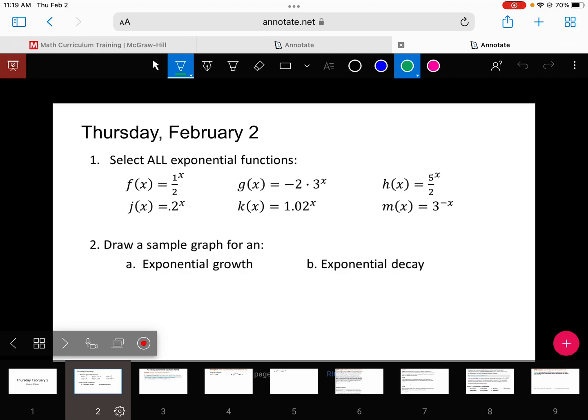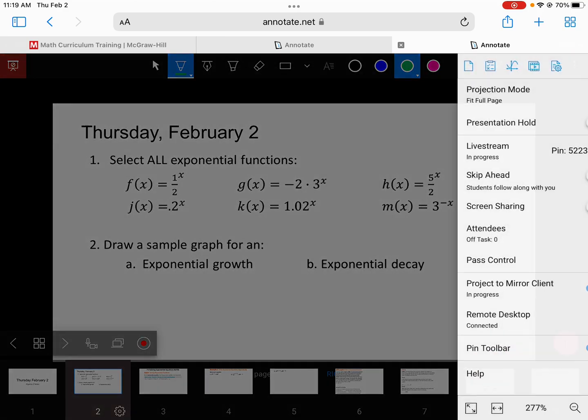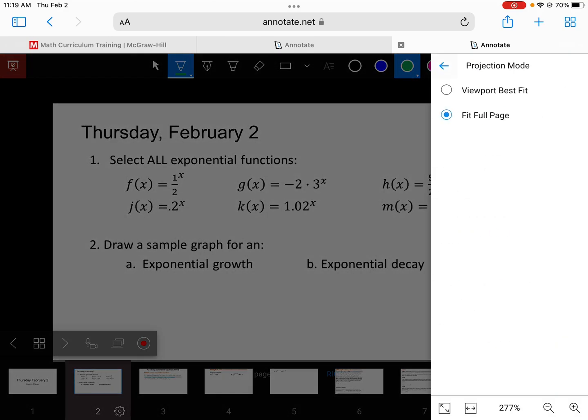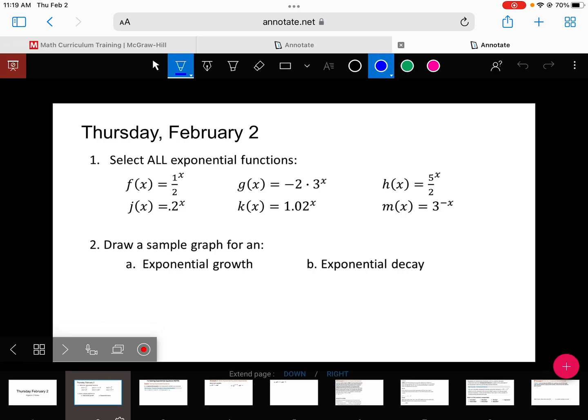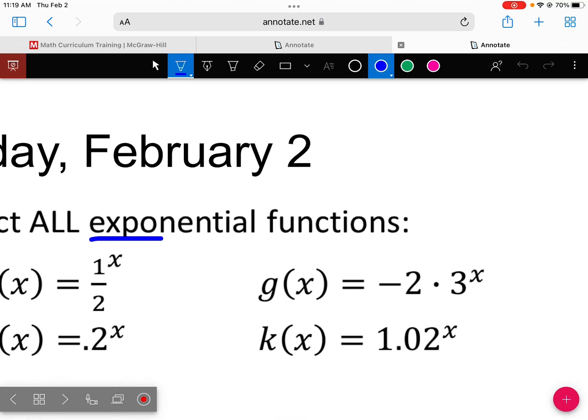Number 1, we want to select all exponential functions. First, before we select all the exponential functions, I want to know, how do we know if something is an exponential function? What has to be true for it to be an exponential function?